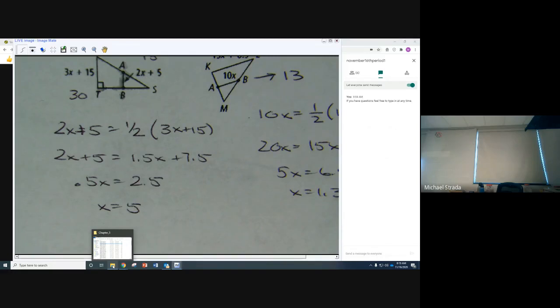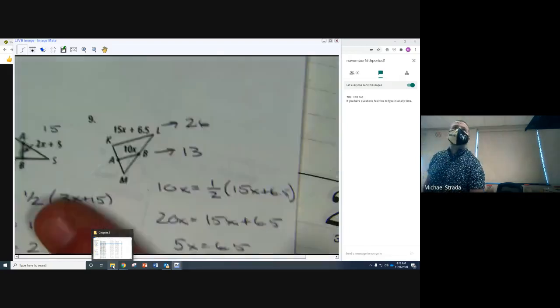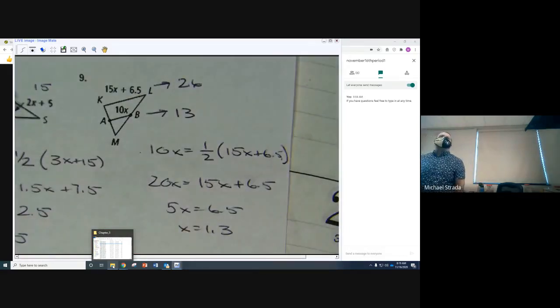All right, the one on the right, 10x equals 1/2, 15x plus 6.5. All right, in that one, because of the 6.5, I would probably multiply both sides by 2. Give me 20x equals 15x plus 6.5. Subtract the 15x, 5x equals 6.5, and x equals 1.3. All right, plug it back in, you get 13 and 26, which works. Everybody good? Okay.